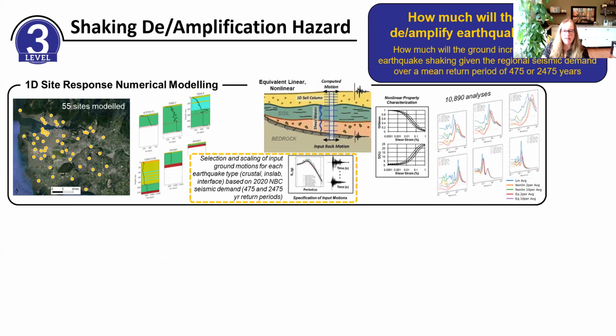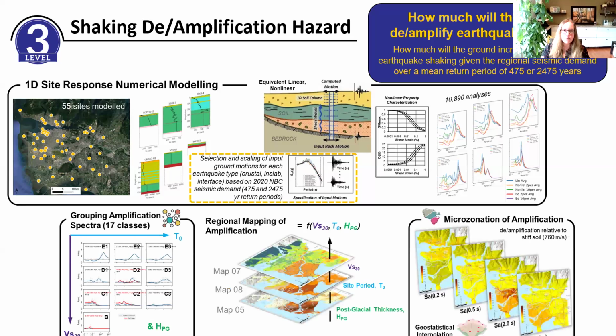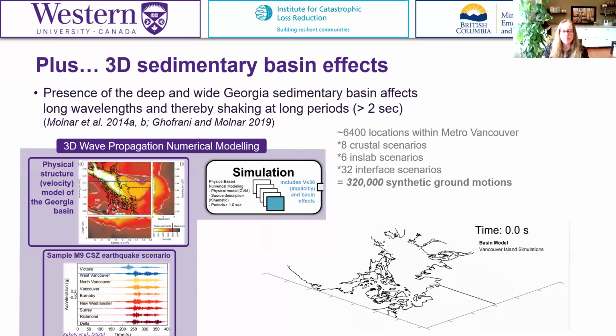And we input that for 3 different earthquake types into 55 soil models. We run that 3 different ways, 3 different linear or nonlinear analyses, to end up with 11,000 answers to the shaking intensity across Metro Vancouver, which we then can build into these zones to understand what the amplification is like for each zone. And we can use that regional depiction of the subsurface ground conditions to map that out regionally.